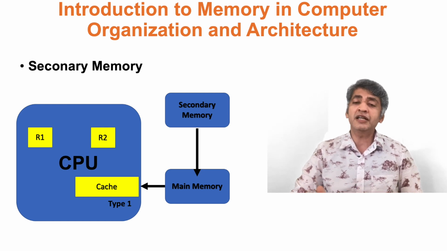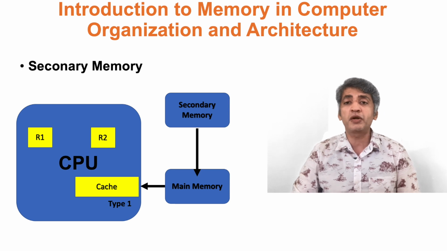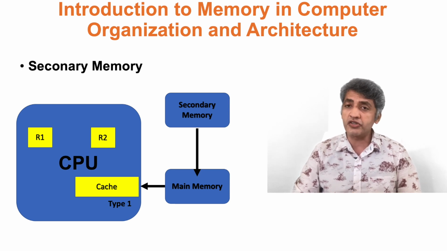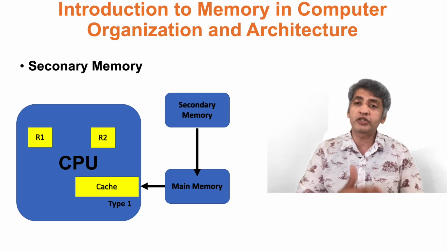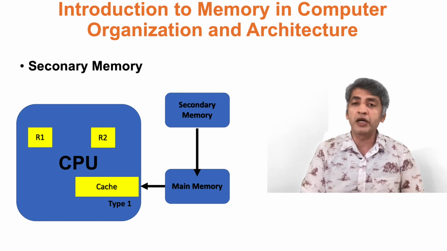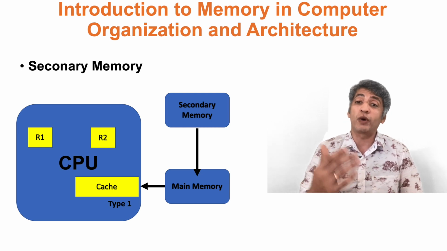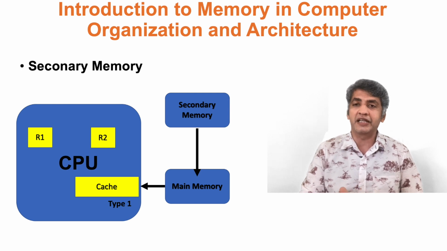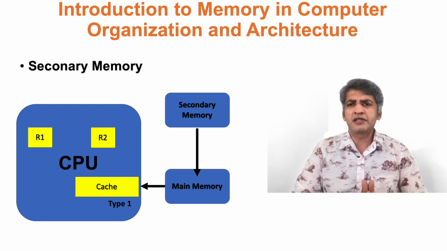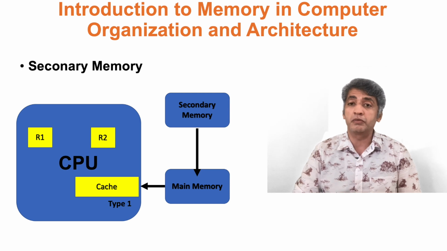You need to understand these different types of memories. First we discussed register, second cache memory, third main memory, and fourth secondary memory. Secondary memory usually starts with 120 GB, 256 GB, then 1 TB, like that. So these are the memory types we have inside the system.